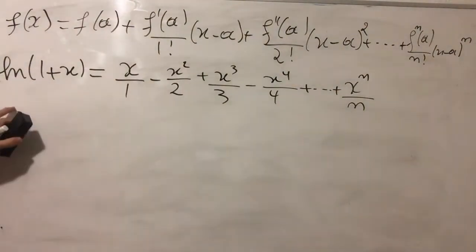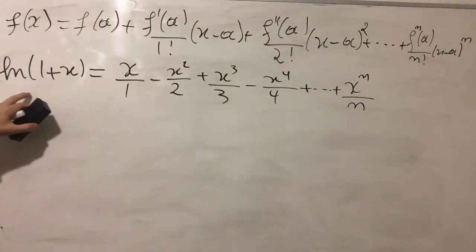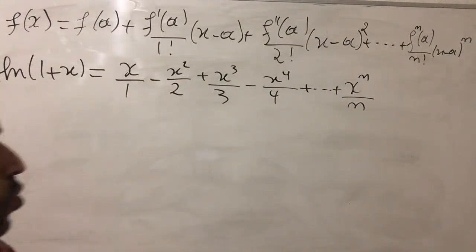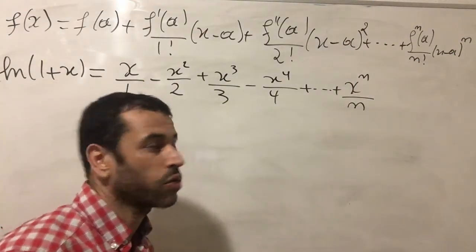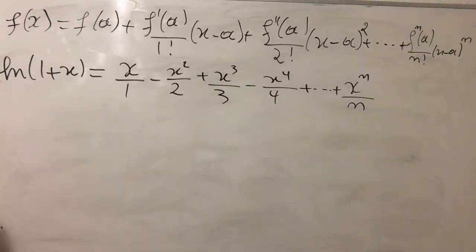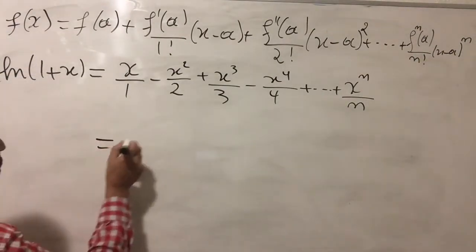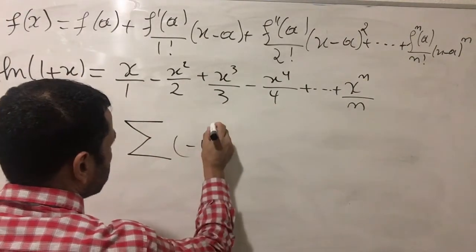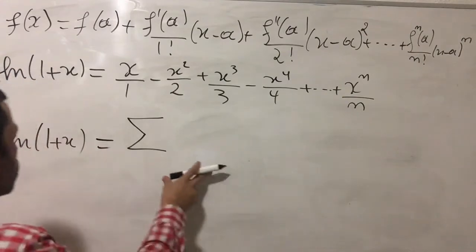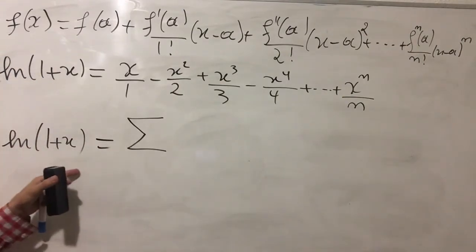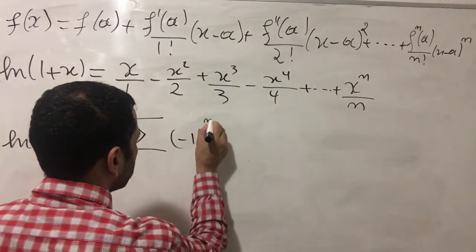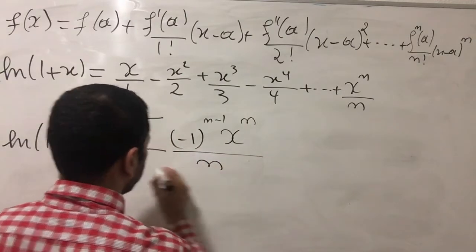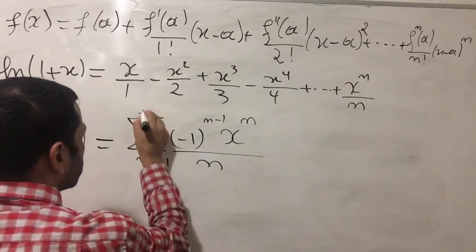So the last step, we were at natural log of 1 plus x equals x over 1 minus x squared over 2 plus x cubed over 3 minus x to the fourth over 4, and so on until you get the last term, which is x to the n over n. I'm going to put this on the form of a sum. As you have here, natural log of 1 plus x equals the sum of minus 1 to the n minus 1, multiplied by x to the n over n, as n goes from 1 to plus infinity.